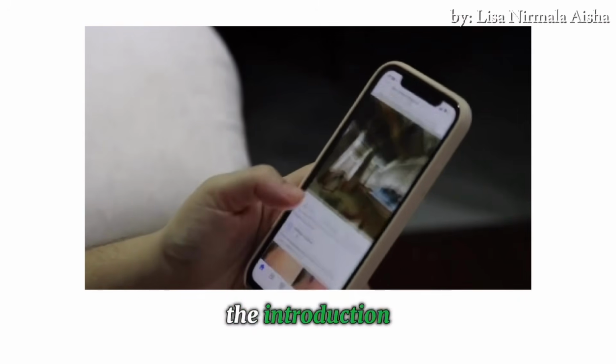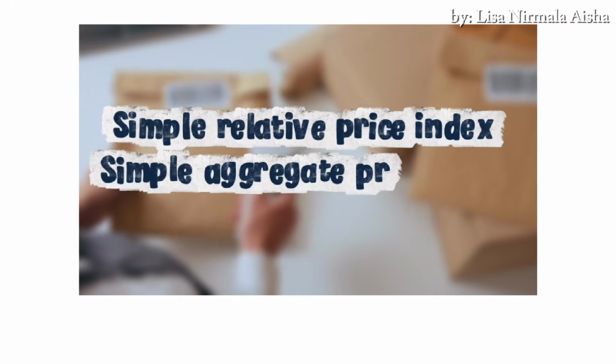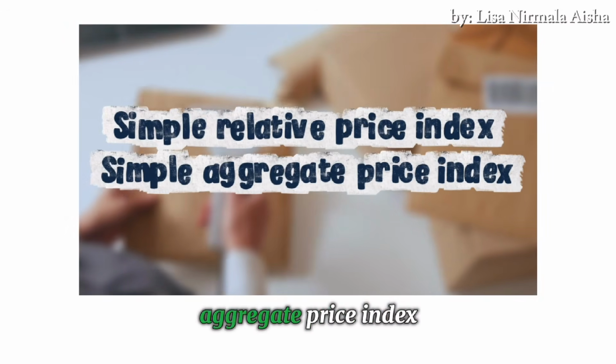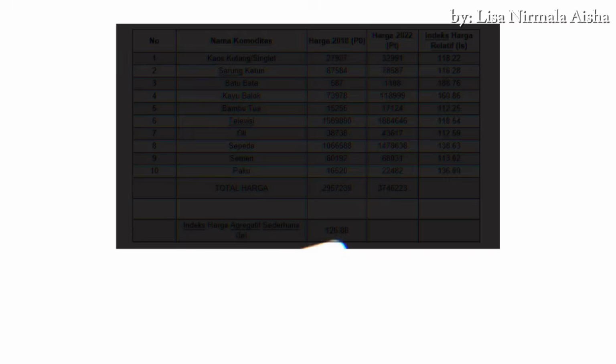Following up on the introduction, I will be walking you through the unweighted index, specifically the simple relative price index and the simple aggregate price index. Let's start with the simple relative price index. This method is actually quite straightforward. We simply calculate the percentage of price change for each of the 10 non-food commodities individually, using 2018 as our base year and 2022 as our current year.